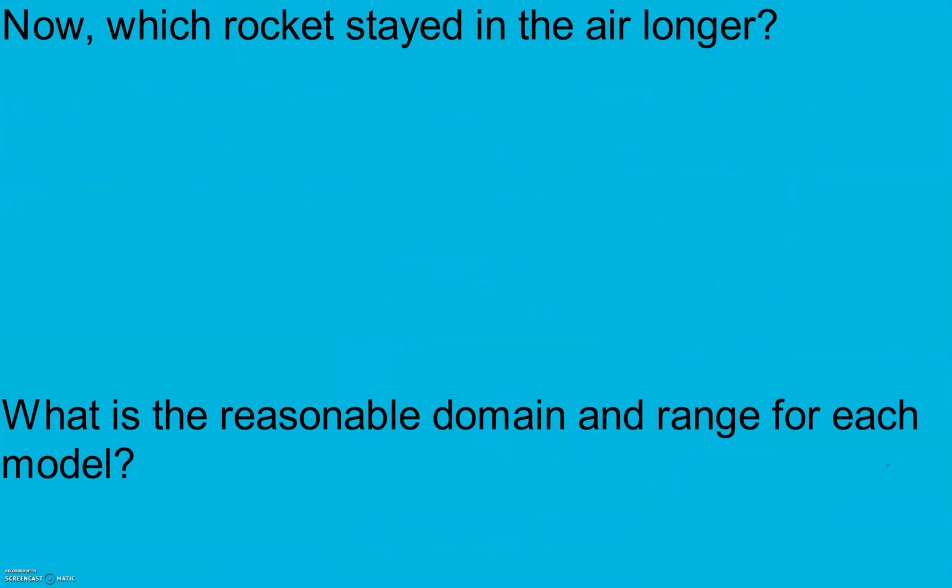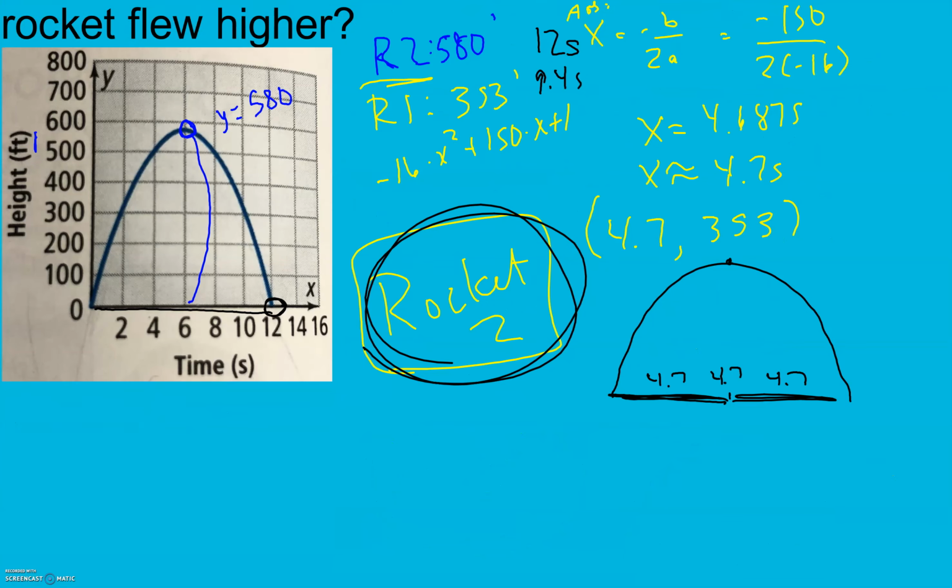Now we want a reasonable domain and range for each model. So domain, remember, is our x's. So for rocket 1, our smallest x value is 0. And all of our x values are in between there, and we said this was about 9.4 seconds. So our time is always between 0 and 9.4 for it to be in flight.